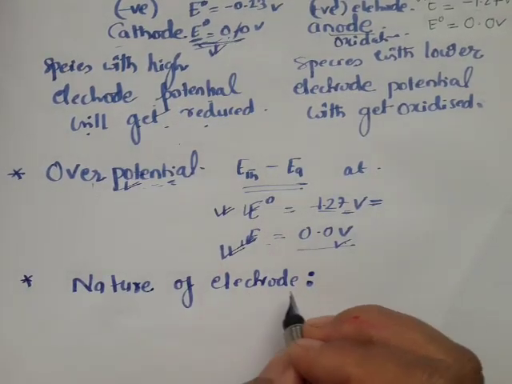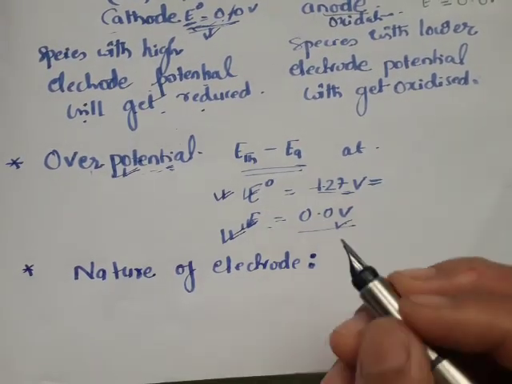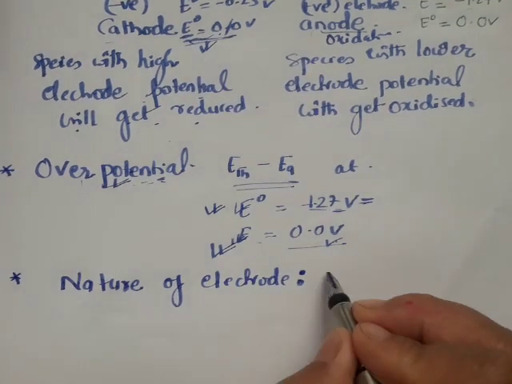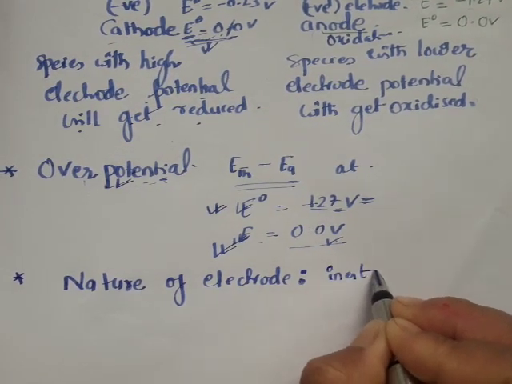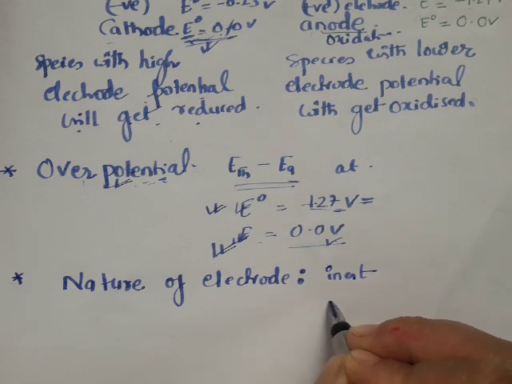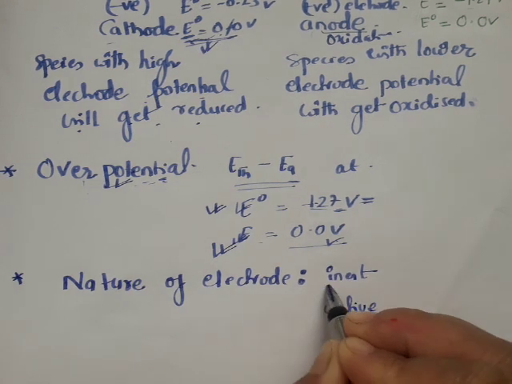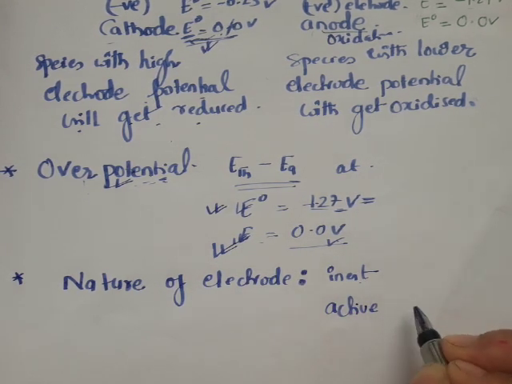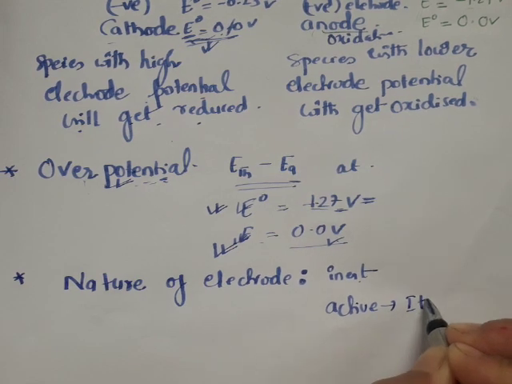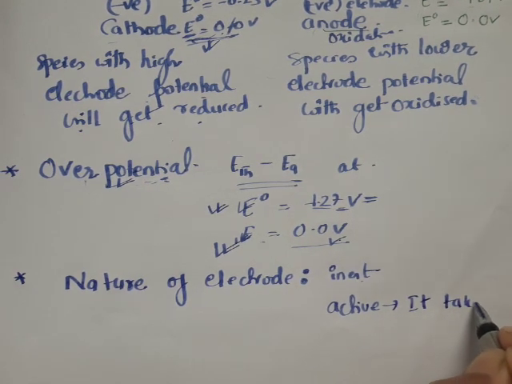Now next is the nature of the electrode. The electrode which we use for the process of electrolysis can be inert or it can be active. If it is inert, no problem, it won't take part in the reaction, but if it is active, then the electrode will take part in the reaction.